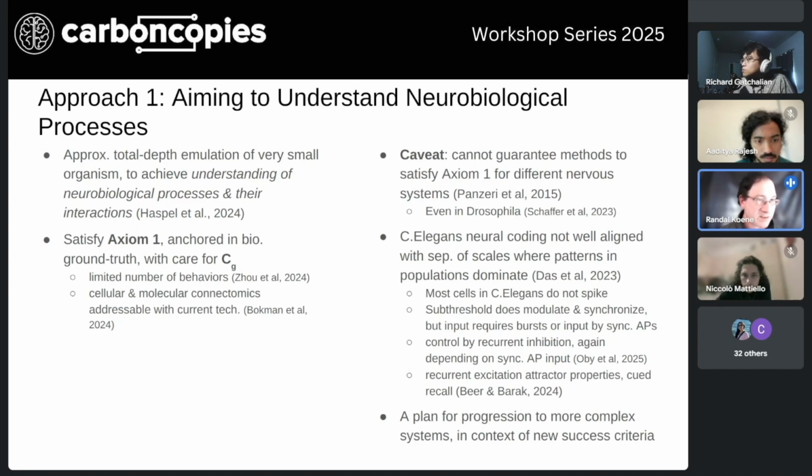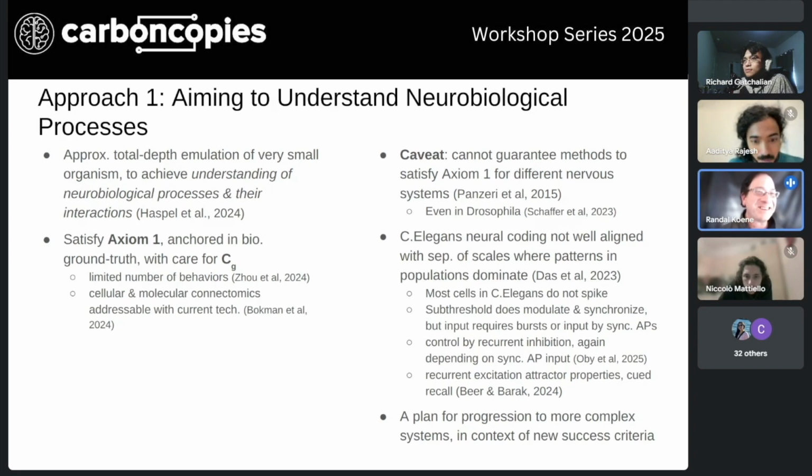Most cells in C. elegans don't spike. Subthreshold input does play an important modulating and synchronizing role in brain regions of larger animals, but their neurons typically require input in the form of bursts or synchronized input from multiple sources to propagate information by firing. Activation in neural populations is typically controlled and kept in check by recurrent inhibition, again caused by synchronous input from entire populations of interneurons. In many cases, recurrent excitation establishes attractor properties and cued recall of patterns of activation, and so forth.